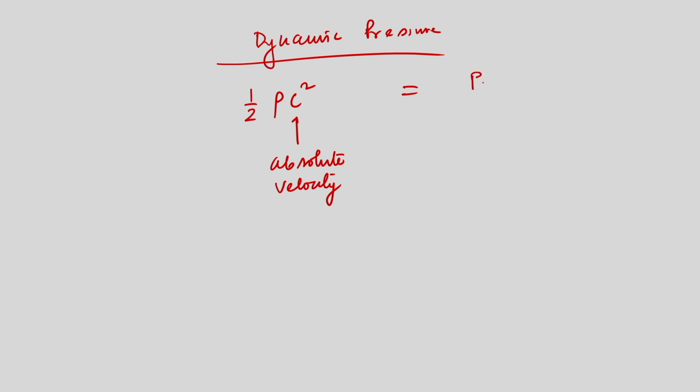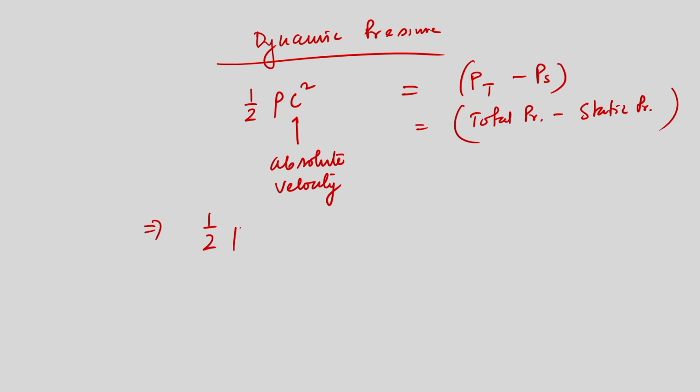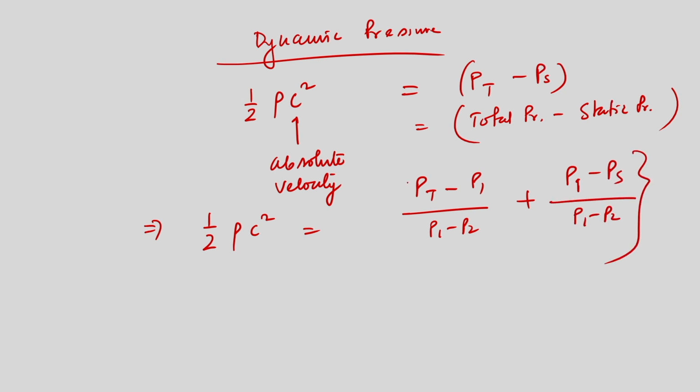Now, this is nothing but Pt minus Ps, that is, total pressure minus static pressure. So, we can write this half rho c square is equal to (Pt minus P1) divided by (P1 minus P2) plus (P1 minus Ps) divided by (P1 minus P2), into (P1 minus P2). This algebraic manipulation we are doing essentially to express this dynamic pressure in terms of the different pressure coefficients that we have defined in the previous slide.